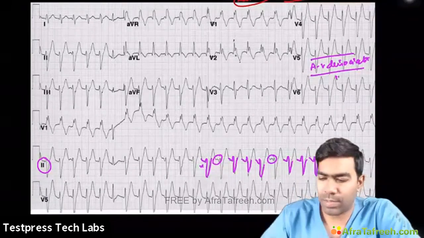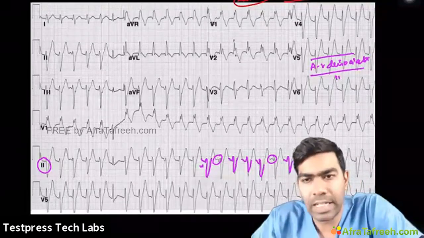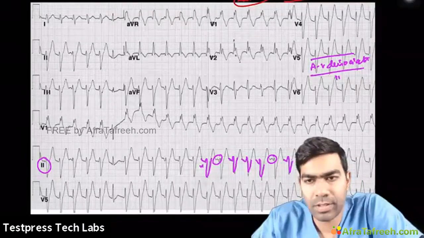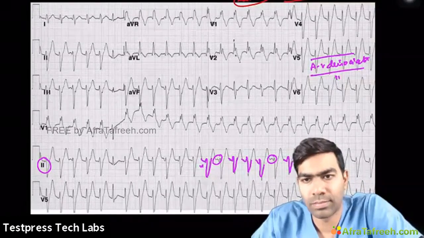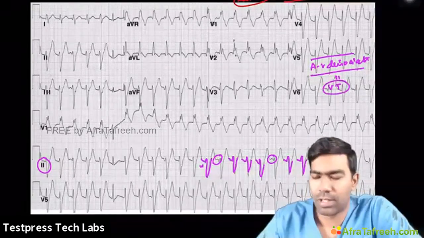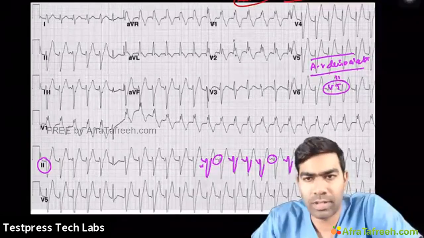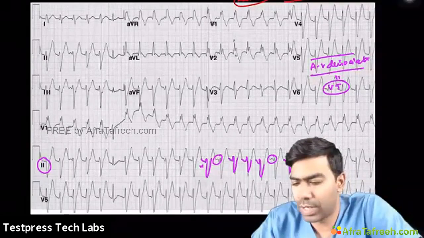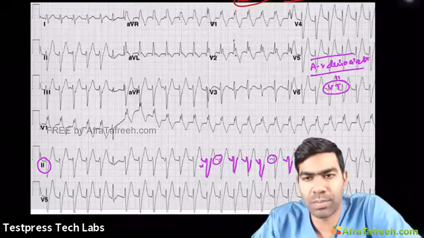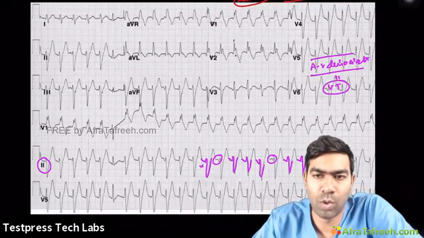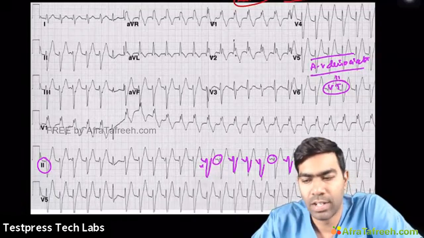So what is the rhythm? It must be an SVT with aberrancy or it's a VT. It is a ventricular tachycardia. Clear? Of course it will be a ventricular tachycardia, because once you see AV dissociation, that itself is a hallmark and one of the gold standard points for ventricular tachycardia. So it's a ventricular tachycardia.